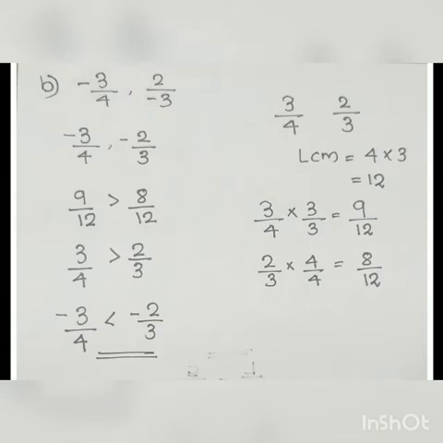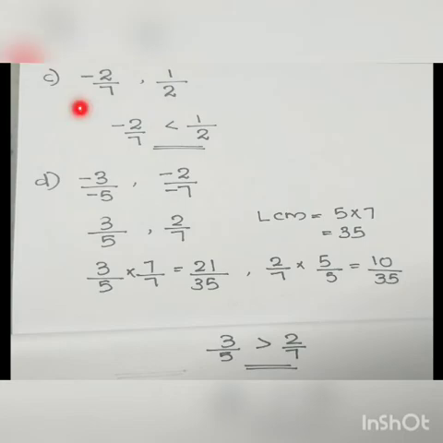Clear? Now, if one is negative and the other is positive, our comparison is very easy, because always positive integers or positive numbers are greater than negative numbers. In a similar way, positive rational numbers will be greater than negative rational numbers. So, if you are getting one negative and one positive, it is very easy for comparing. Always positive rational numbers will be greater.